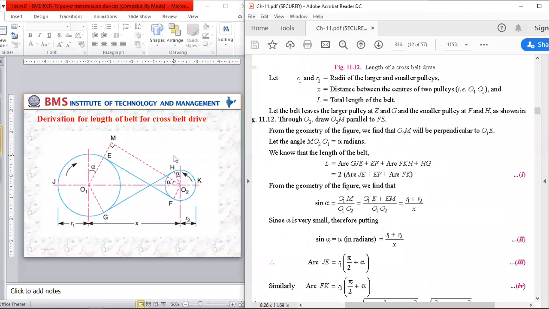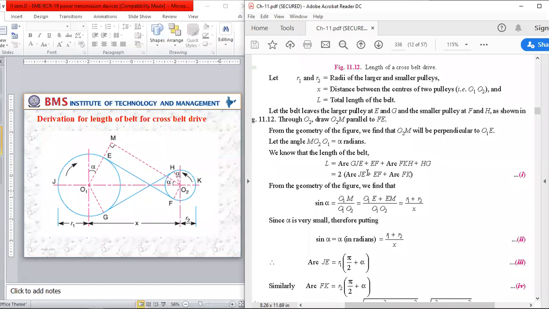So I can take it as EF twice that of EF. So EF plus HG can be written as twice EF. Then arc FKH can be written as arc HK or RKF. Both are equal, so I can write arc FK twice that of arc FK. So when I calculate the arc length of JE and arc length of FK and the length of EF, then I can easily calculate the length of the belt.